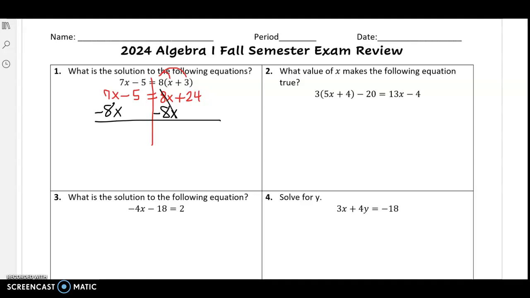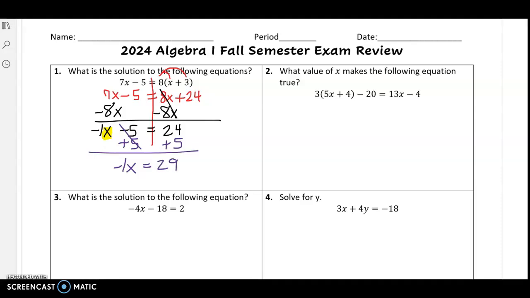Because 8x minus 8x is 0, so on the right side, all we have left is a positive 24. The minus 5 remains the same on the left, and 7x minus 8x is negative 1x. Now that we only have that x there remaining, our goal is to get that x isolated. So to get that x alone, we need to get rid of the minus 5 first by adding 5 to both sides, because that is the opposite of minus. So negative 5 plus positive 5 is 0, leaving us with just negative 1x on the left, and 24 plus 5 is 29.